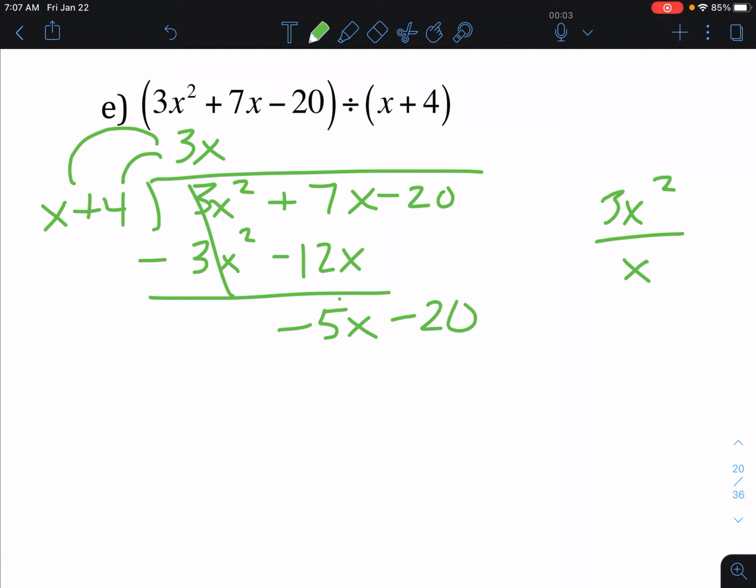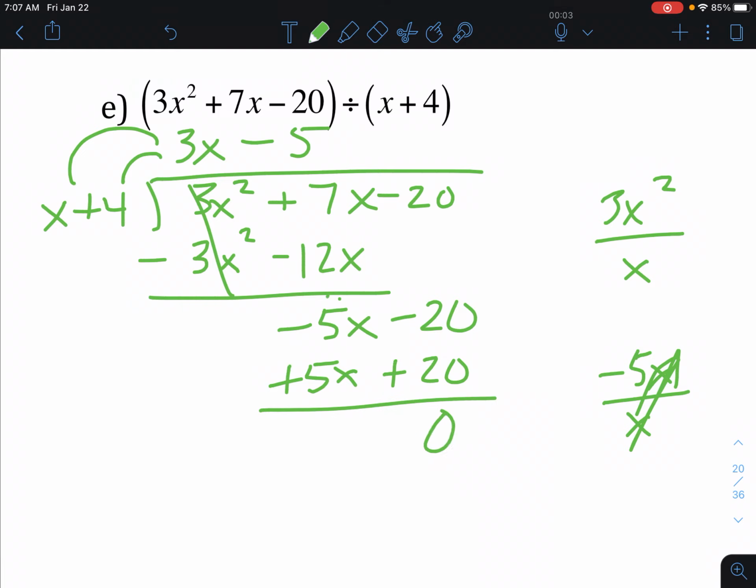Bring down your next term. Start the cycle again. First term divided by first term. X's cancel, that'll be a minus 5. And then multiply twice. Negative 5 times x, negative 5 times 4, and then we are going to subtract, so we're going to change the signs, and that'll be 0. So we're done. There's no more terms left. There's your answer. No remainder.